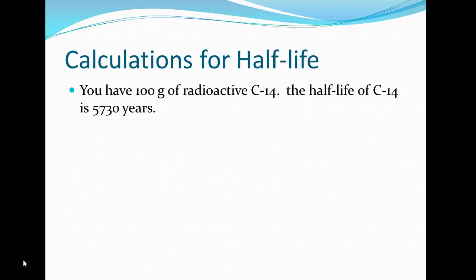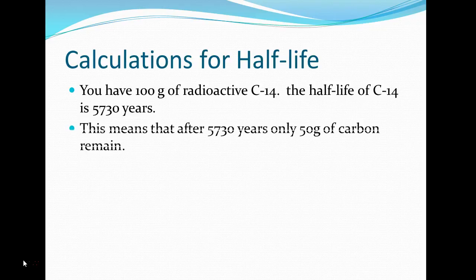So let's say again, you have 100 grams of radioactive carbon-14, which is the carbon we use for carbon dating, for radioactive dating, to see how old things that used to be living are, how long ago they died. So the half-life of carbon-14 is 5,730 years. That doesn't change. It always stays the same for carbon-14. So you can use that to figure out how old something is based on how much carbon-14 is left in that specimen.